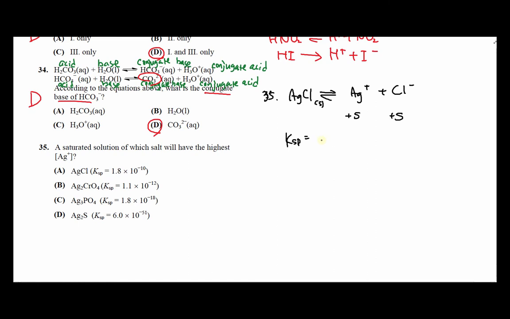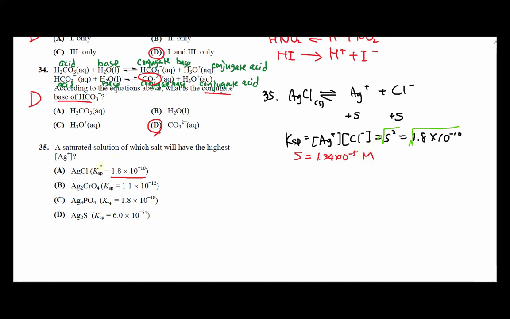So we have S squared, and that's equal to 1.8 times 10 to the negative 10th according to our given, and we have to find S. You just have to square root both sides, by the way, to find S, and you should be able to get 1.34 times 10 to the negative 5th.